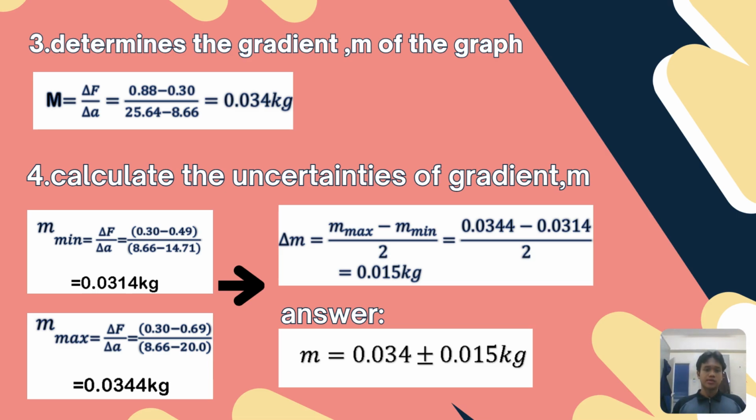The third analysis question is to determine the gradient of the graph. As you can see here, we got 0.034 kilogram, and the fourth question is to calculate the uncertainty of the gradient. We can find the uncertainty of the gradient by finding the mean gradient and max gradient, and then max gradient minus mean gradient divided by 2, and we got 0.015 kilogram. The last answer to this question is 0.034 plus or minus 0.015 kilogram.